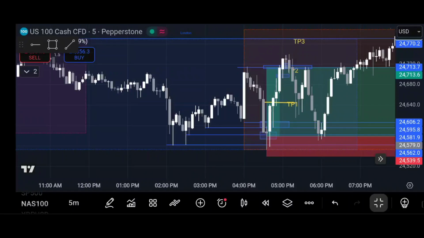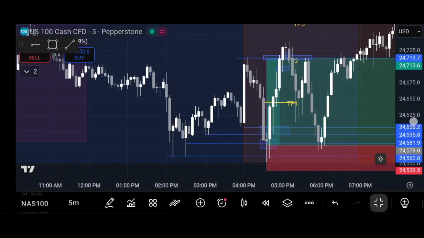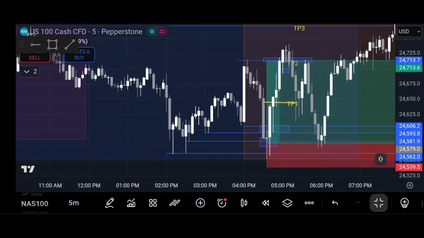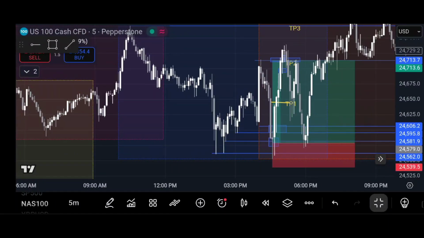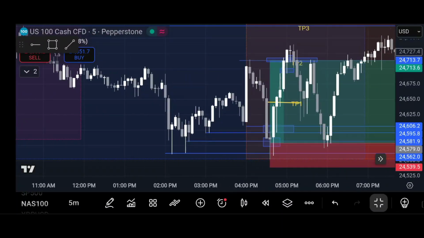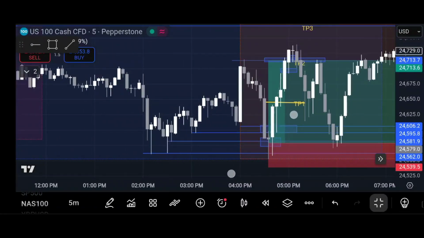It was around 4:30 when the market opened at the New York session. I mean 9:30, but I am in a different time zone. So here it's 4:30 that the New York session opens. In the pre-market our price came back to our draws on liquidity, so we got our entry. We were looking for a confirmation.